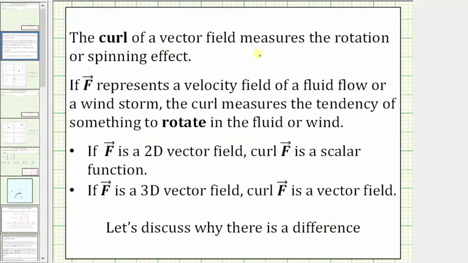The curl of a vector field measures the rotation or spinning effect. If the vector field f represents a velocity field of a fluid flow or windstorm, the curl measures the tendency of something to rotate in the fluid or wind. And if the vector field f is a 2D or two-dimensional vector field, the curl of f is a scalar function. But if the vector field f is a three-dimensional vector field, then the curl of f is another vector field. And let's discuss why there is a difference.